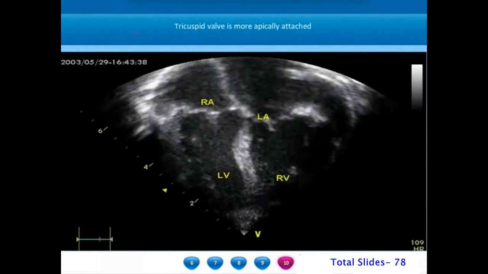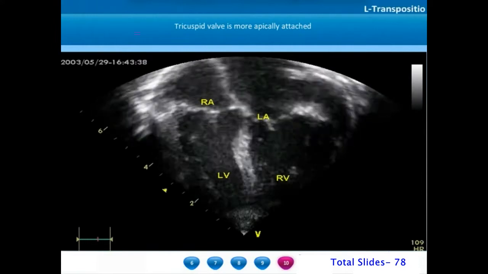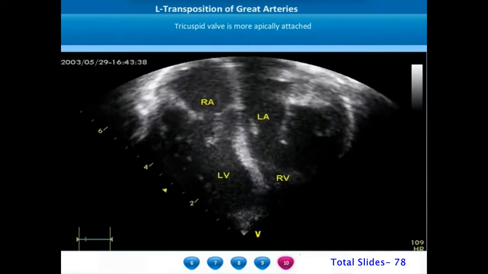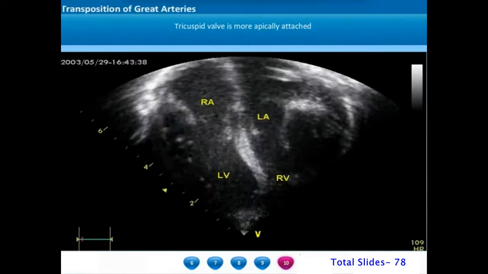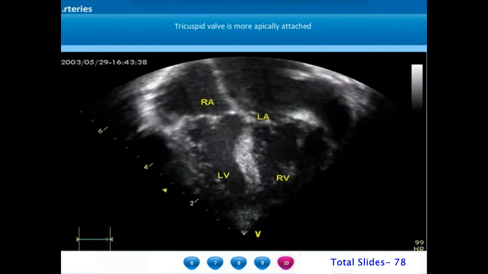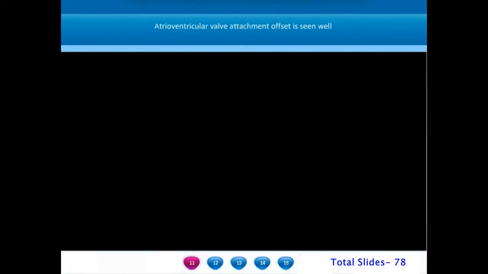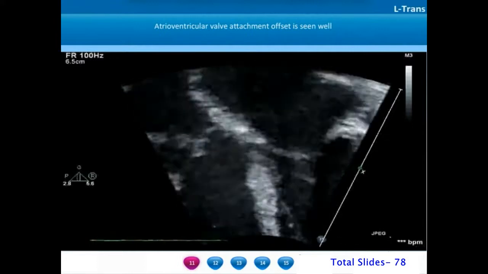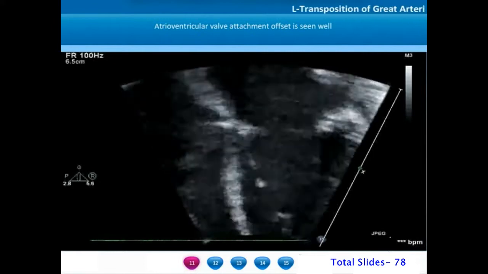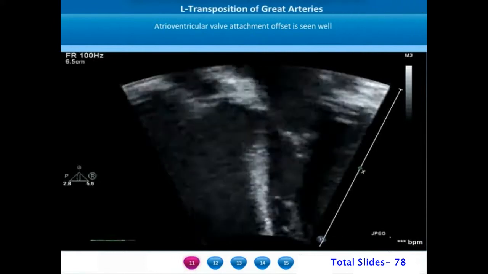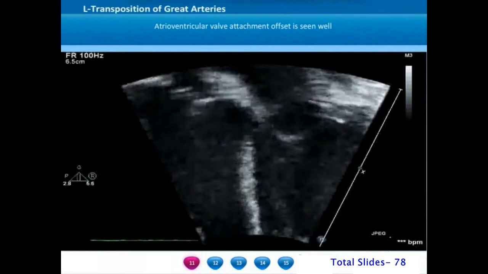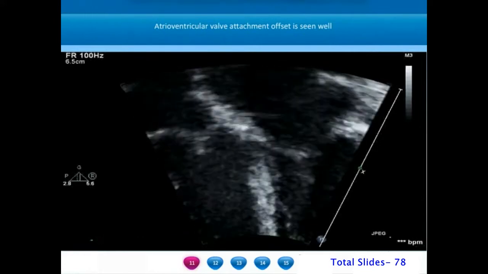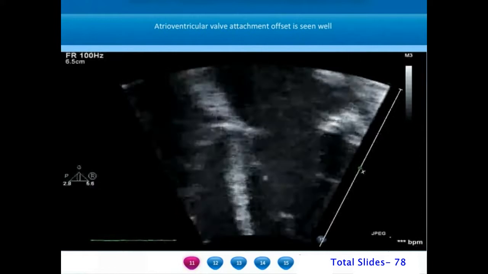The tricuspid valve will have more apical attachment and the mitral valve will have more basal attachment. The mitral valve will not have any septophilic chordae, whereas the tricuspid valve chordae will be attached towards the interventricular septum. The atrioventricular valve attachment offsetting is very clearly seen when we magnify the region of the atrioventricular valve annulus. We can notice that the tricuspid valve is more apical in its attachment and the mitral valve is more basal in its attachment.